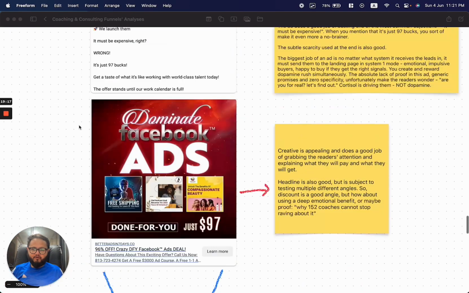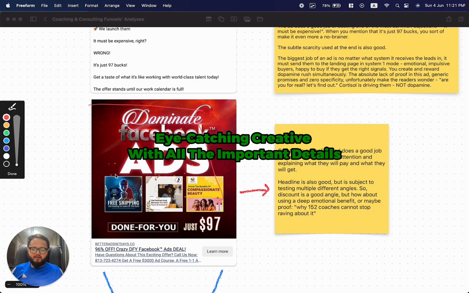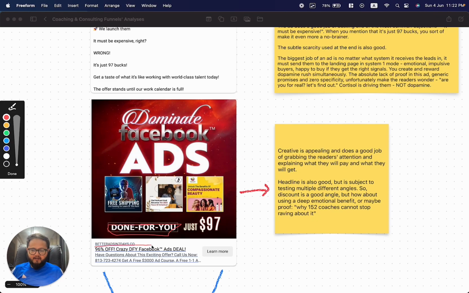By the way, I forgot to talk about the creative. The creative is very good, eye-catching. You know what the offer is. There are certain examples here. Then you know the price point, which is right here, $1.97, and you also know what it is, done-for-you marketing. The headline is basically the angle is discount, 96% off.